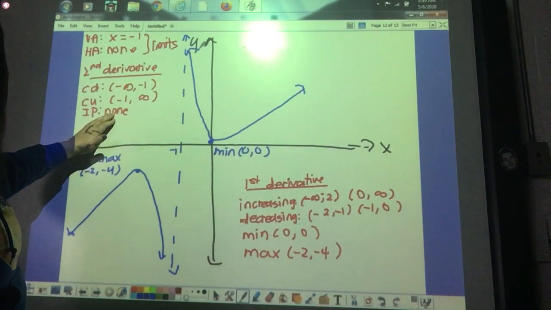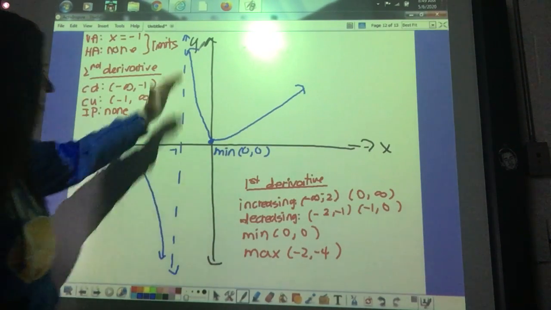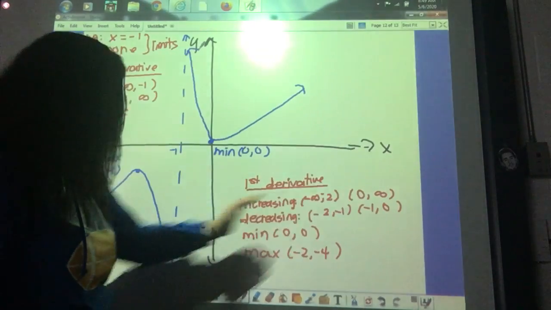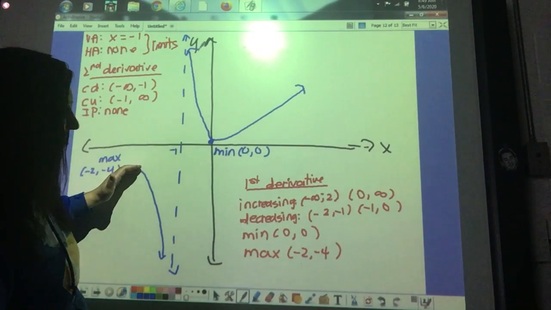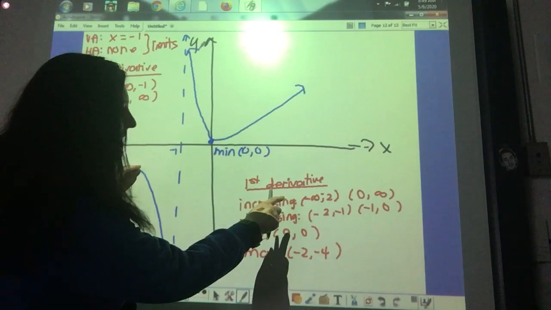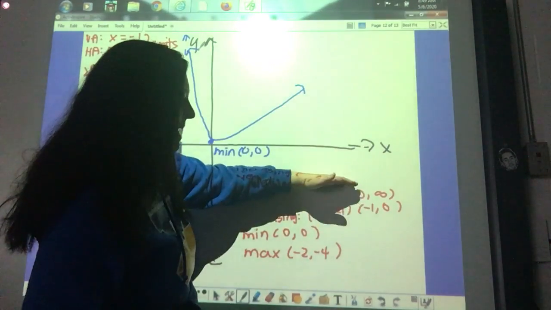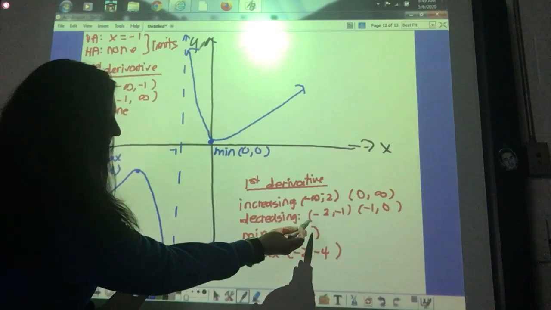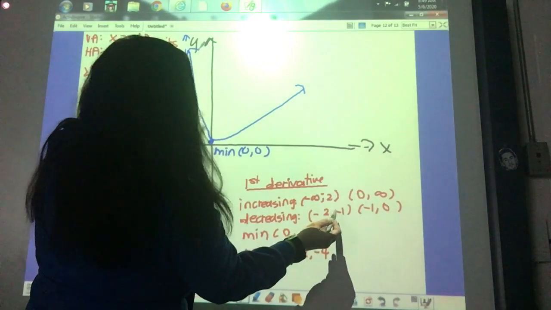So there's no inflection points. I've got the concave down here, concave up. Let's just see, does this match our information? It is increasing from -infinity to -2, yeah. And it's increasing again from 0 to infinity, yeah, that matches. Then it should be decreasing from -2 to -1, yeah. And it should be decreasing from -1 to 0, yeah.